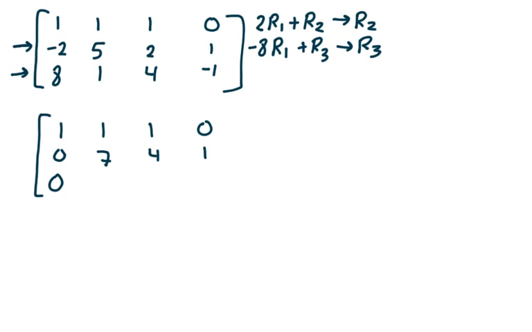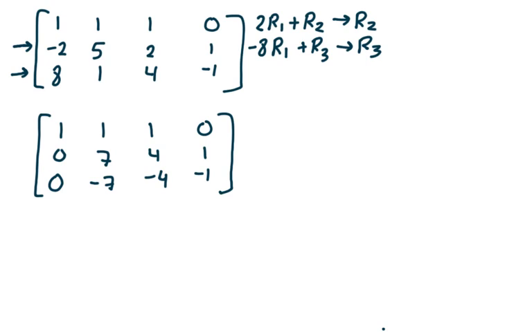Then I'm going to take negative 8 times 1, add it to 1. I'm going to get negative 7. And then negative 8 times 1, add it to 4, and I'm going to get negative 4. And then I get negative 1 for the last entry. Now notice, the entries in row 2 are the opposite of the entries in row 3.